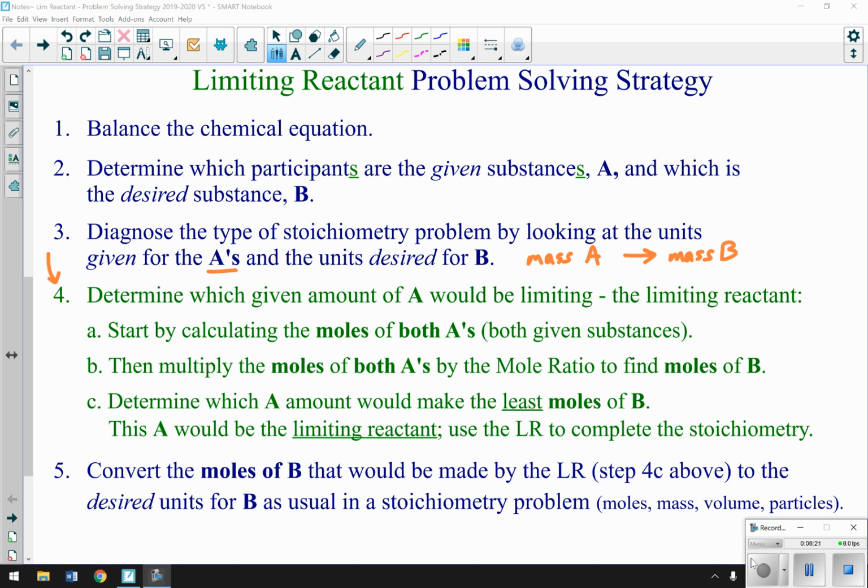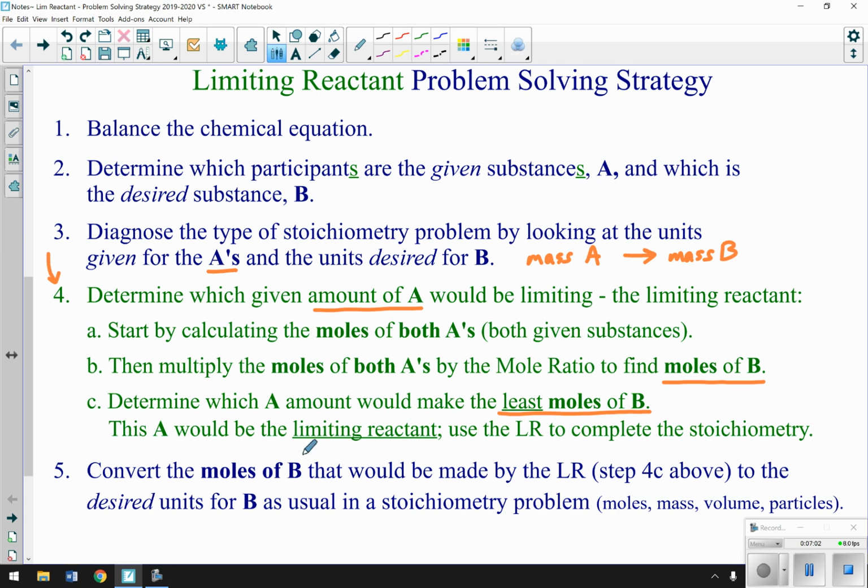So again, to determine which given amount of A would be limiting, first you're going to calculate the moles of both A's. So instead of calculating the moles of just calcium, you're going to calculate the moles of calcium and silver 1 nitrate in this example. Then you're going to multiply both of those mole numbers by the mole ratio to find the moles of B. Whichever of those two amounts of A results in the least number of moles of B, right? If you make the least amount of B, then that's going to be the limiting reactant.